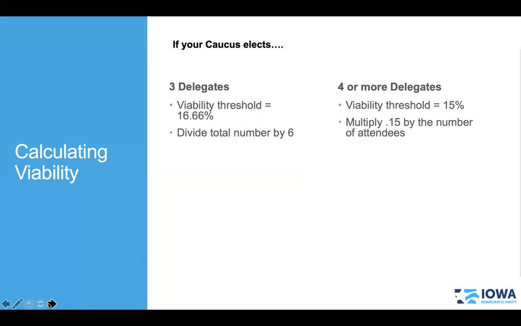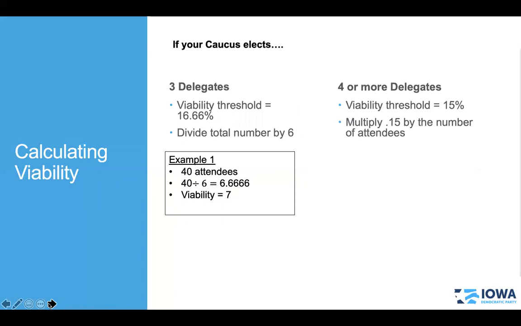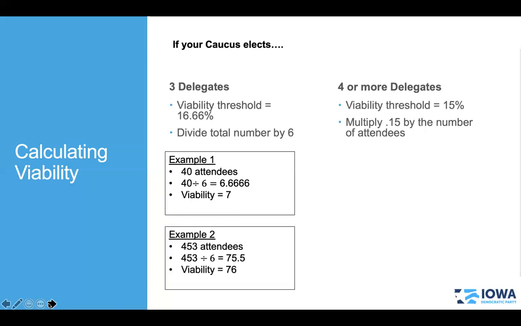With a 3-delegate precinct, as we cited, the threshold is 16.66%. The easiest way to do this math is to divide by 6 instead of multiplying by 16.66, just fewer numbers to push on the calculator and it'll get you the same results. So in example 1, you would have 40 attendees, which would get you 6.6 repeating, and you would have to round up to 7 for your viability. In example number 2 here, again with 453 attendees, you would divide by 6 and you would have to round up to 76 for your viability.